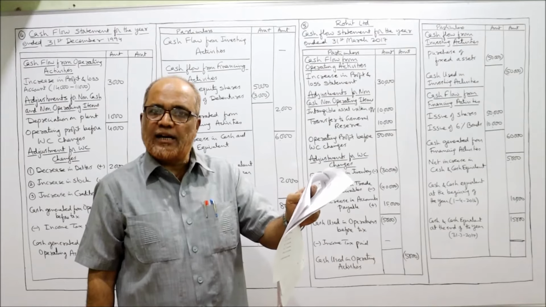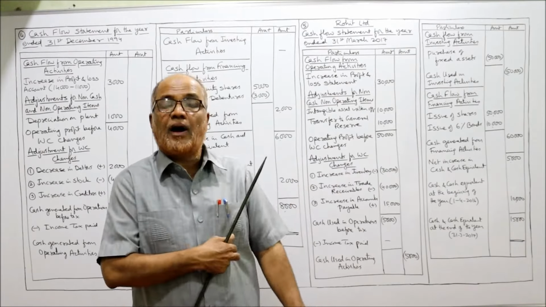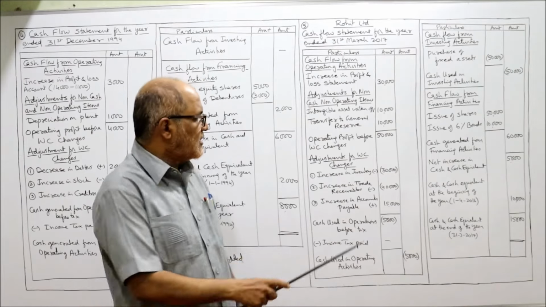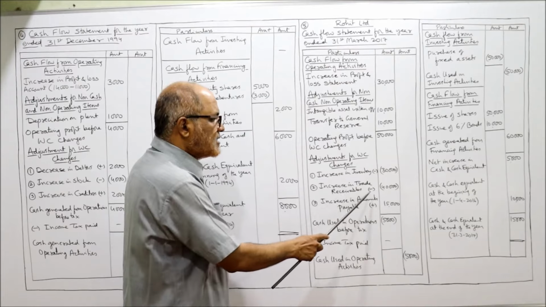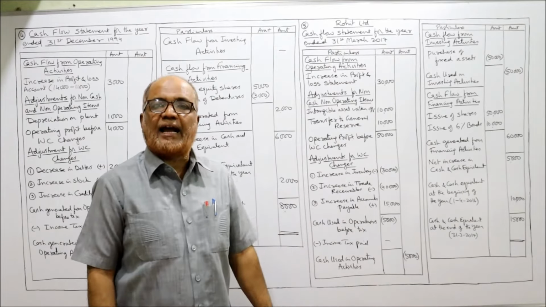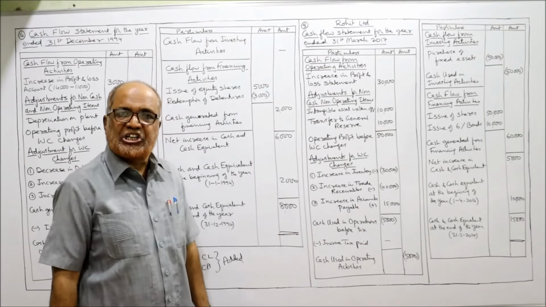One more is the trade receivable. Trade receivable is a current asset. Now last year it is 60,000, current year 1 lakh. Again, increase in trade receivable, deduct. So 40,000 increased, and we have deducted 40,000.